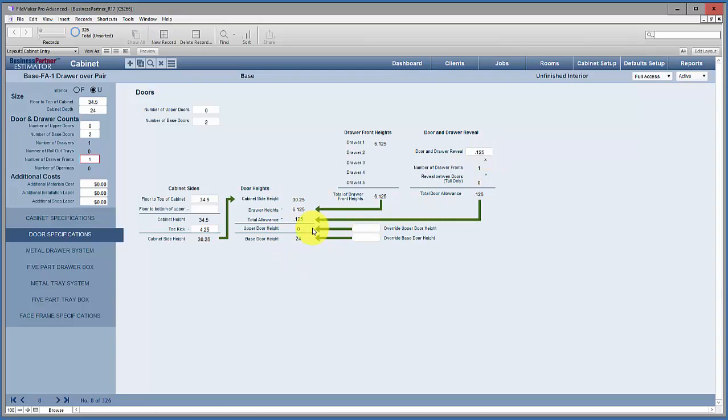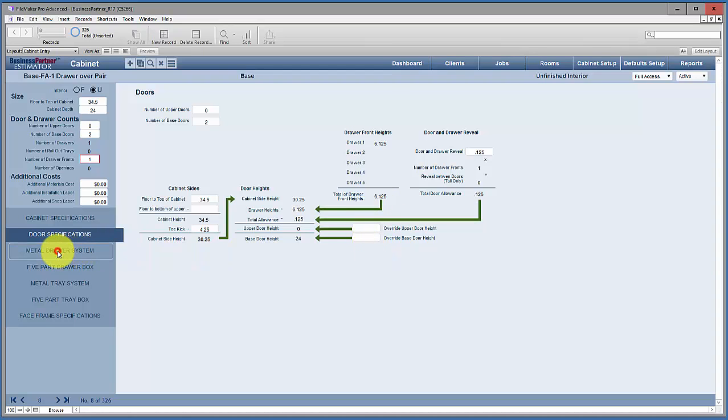If for some reason you want to be more specific, you can actually come in here and override the upper door height and the base door height if you wanted to. There are several cases you might want to do that. I personally would not want to track projects where we have the door overhanging the light rail. That's just not enough square footage to matter to me, but you could do that here if you needed to.